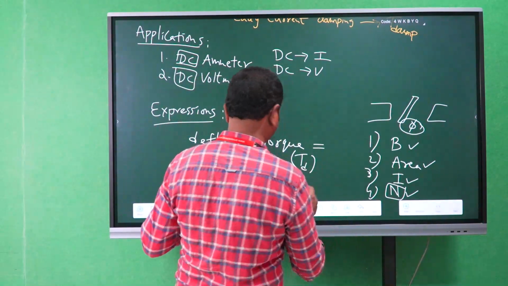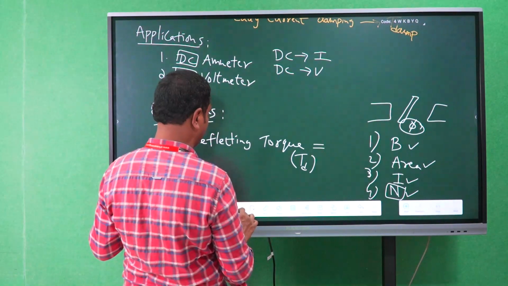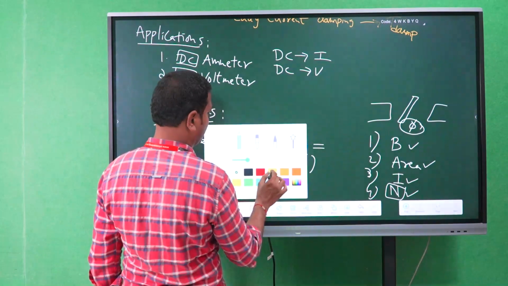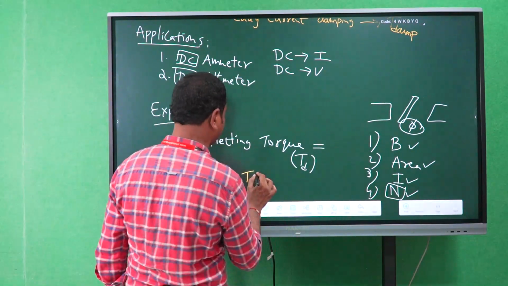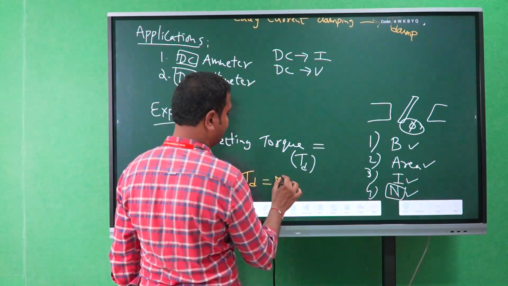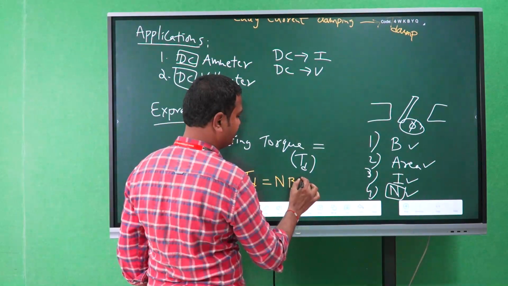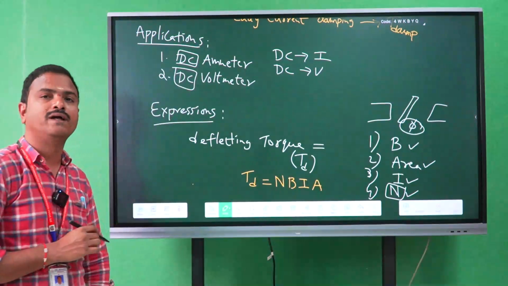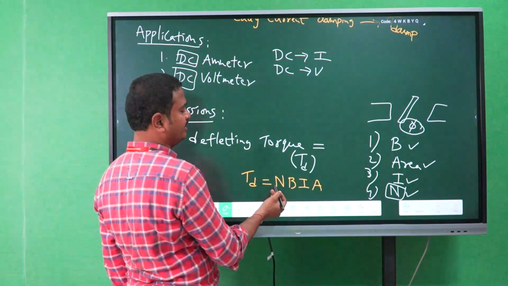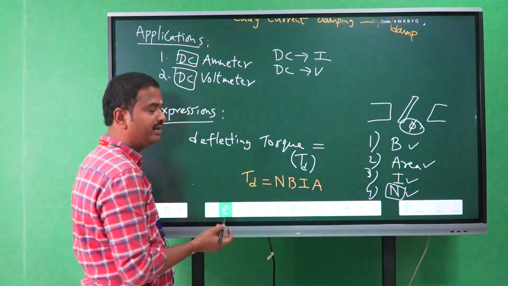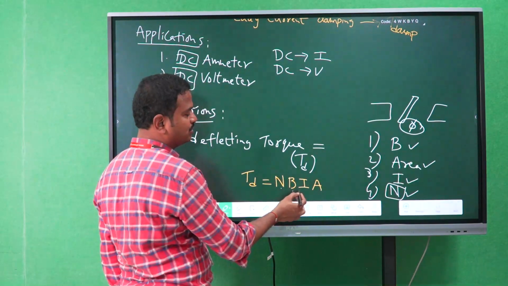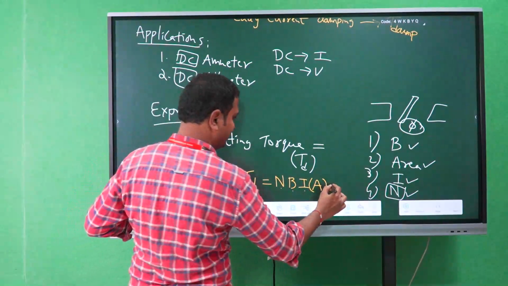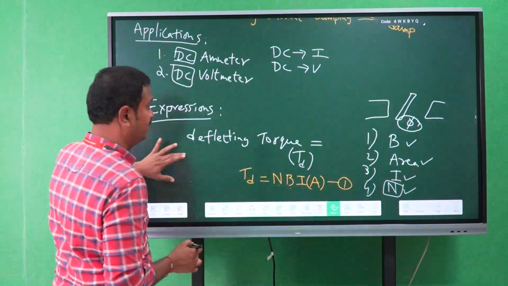Okay, so the expression is, so the deflecting torque expression, TD is equal to number of turns N, flux density B, current magnitude I and area A of the coil. So this is the torque expression. TD is equal to NBIA. Okay, number of turns, flux density, current magnitude and area of the coil. Clear? So this is equation 1.